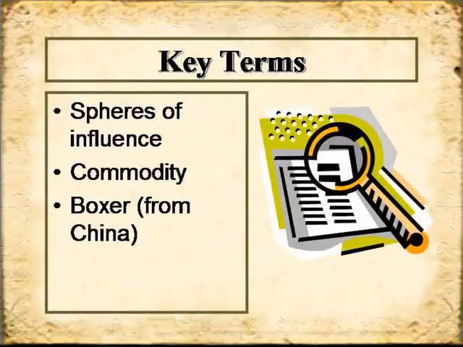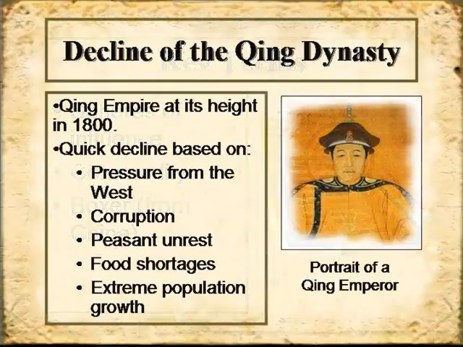In that reading, you'll come across a few terms, just three for you to be looking at. First is spheres of influence. It's not really a term, it's more of a phrase. Be looking for that. Commodity and boxer. And when you look up boxer, if you look it up in your book, you should find the right definition. If you look it up in a dictionary or online, be careful not to have the westernized version of boxer as in the sport, but you're looking at the connection with China. So let's take a look and see what happened to the Qing dynasty that led to its downfall.